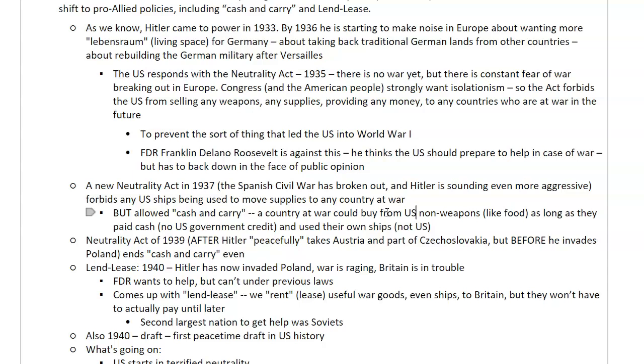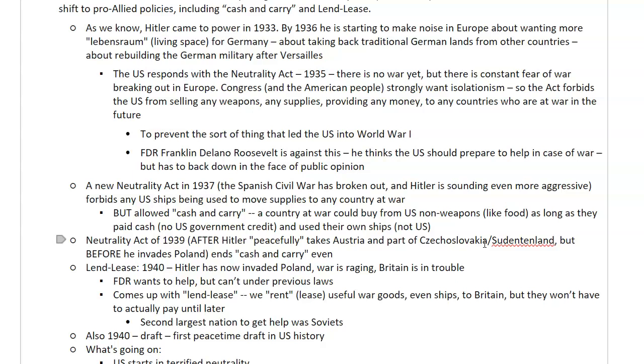1939 ends even the cash and carry thing. By early 1939, Hitler peacefully, in quotes, takes Austria and part of Czechoslovakia. That's the Sudetenland. So the Anschluss, he annexes Austria. He takes over the Sudetenland part of Czechoslovakia. There's not a shot fired. No war yet. But he hasn't invaded Poland yet. That comes later in the year.